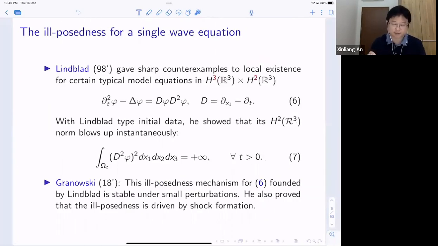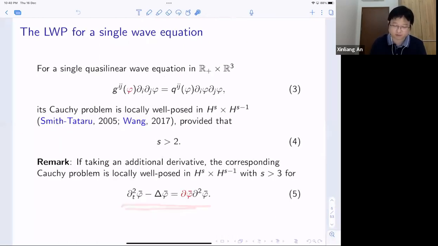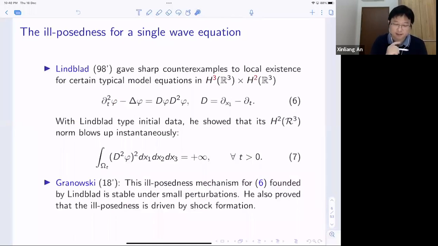Okay, how about the negative side? For the negative side, it is very related to this form. In 1998, Lindblad gave a sharp counterexample to local existence for a certain type of model equation. In particular, he considered the right-hand side to be ∂ψ times ∂²ψ, where this derivative is not a general partial derivative. It is of a special direction, the incoming null direction. For this equation, Lindblad could construct so-called Lindblad-type initial data.